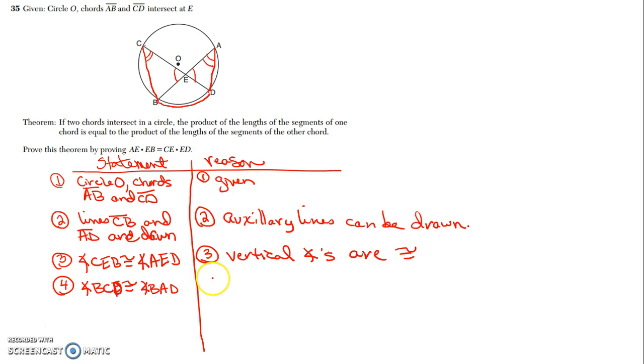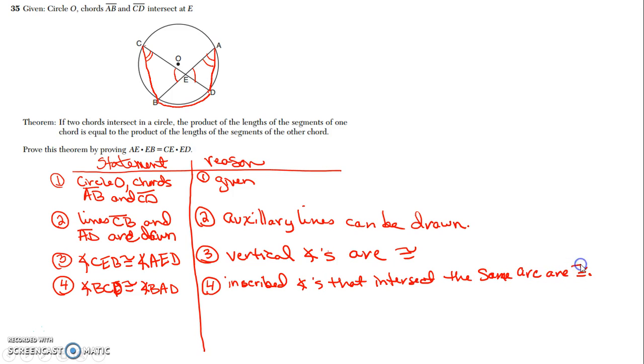And the reason those are congruent: inscribed angles that intersect the same arc are congruent. And that's what we talked about.